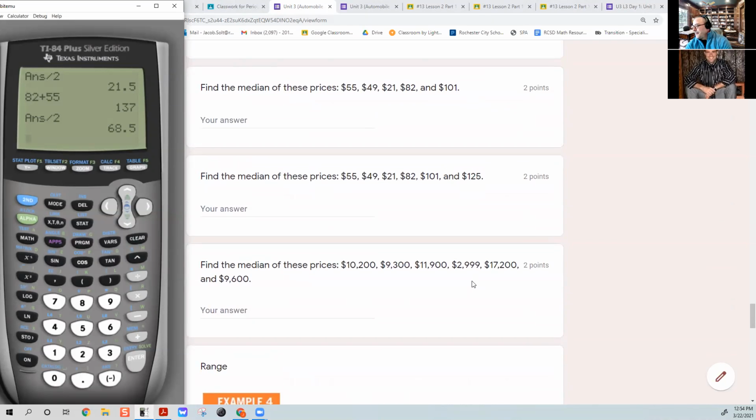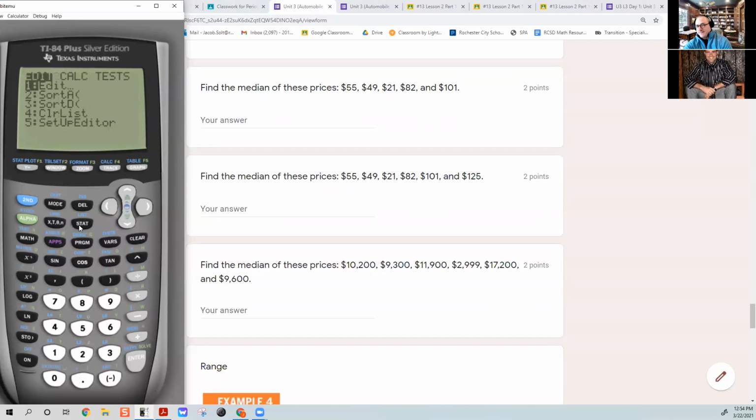All right. Oh, I think you know what? I'll have you do this last one here. Find the median of these prices. I will show this one off to you once more. All right. So I find it 68.5. Let me show you how to do this one on the calculator.